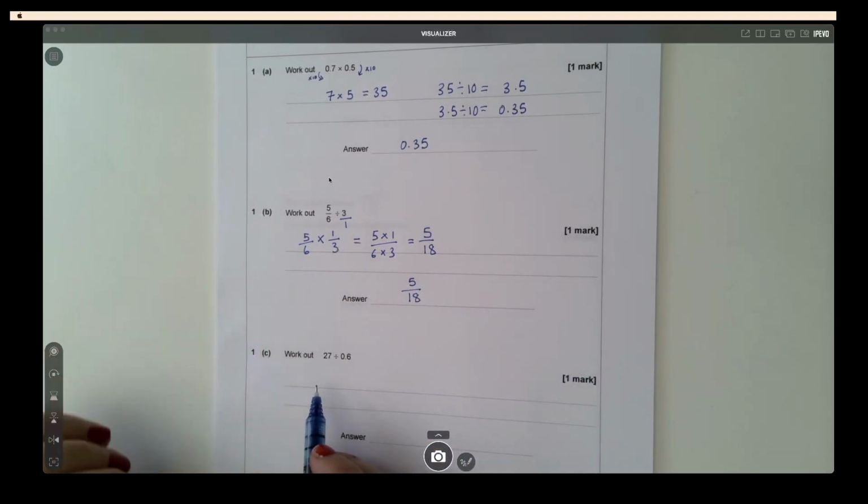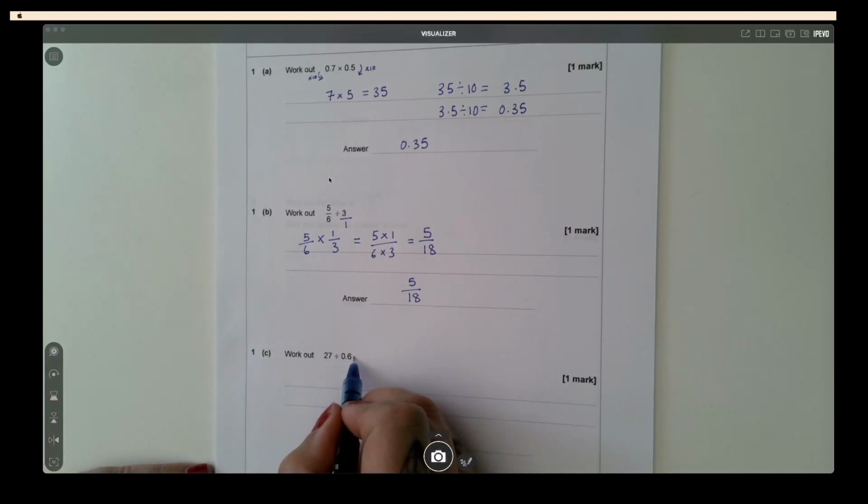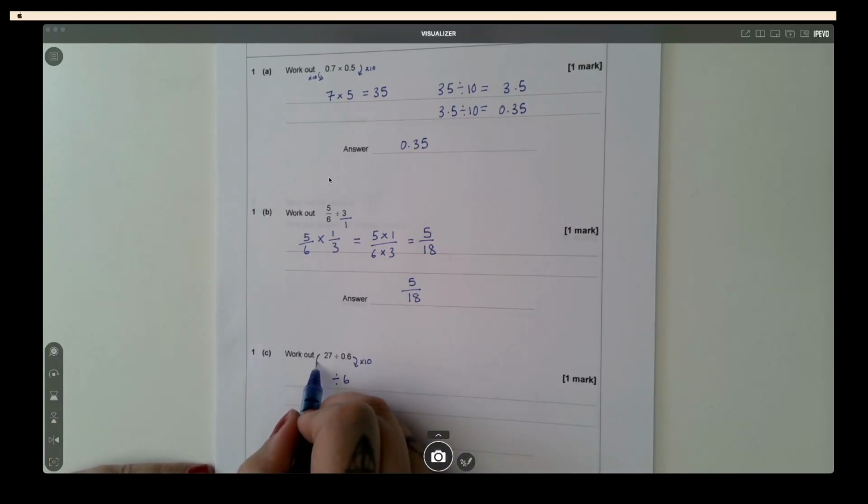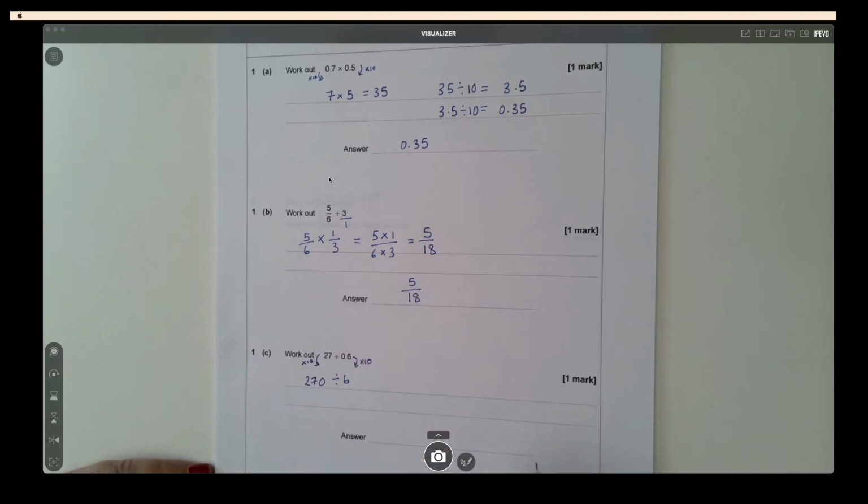1c, work out 27 divided by 0.6. So what I'm going to do is multiply 0.6 by 10 to make it 6. But because it's division, I have to do the same to the other side. So 27 times 10 is 270. So now I'm going to do 270 divided by 6.